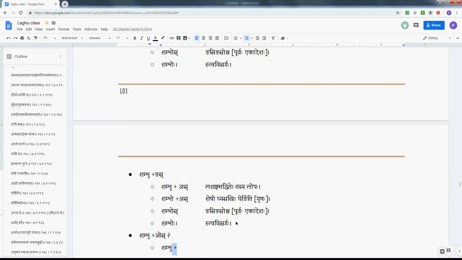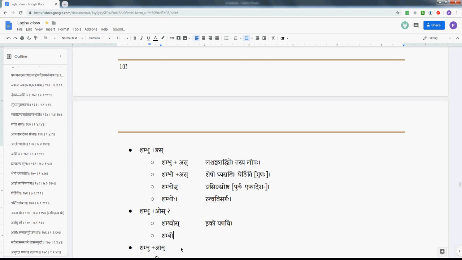Again here you have to say why sakara is not lopa. If you keep remembering the sutra, you will know, because halantyam is prapta. Why does it not go? Navibhakta utusmaha. And then Shambhu plus Os will become Shambhvos by ikoyanachi, and then Rutva Visarga, so Shambhvoho. It is difficult to pronounce as Rutva Visarga.